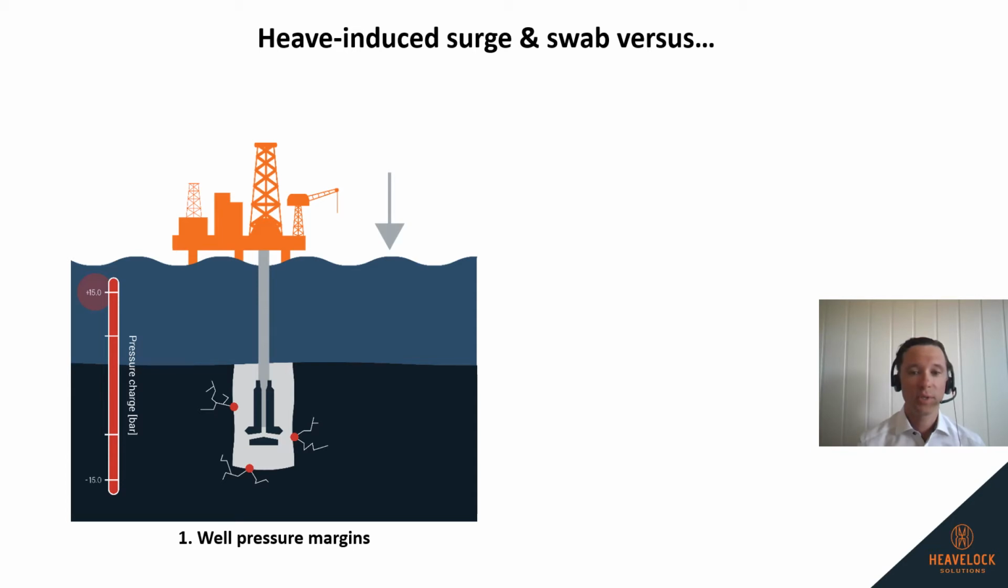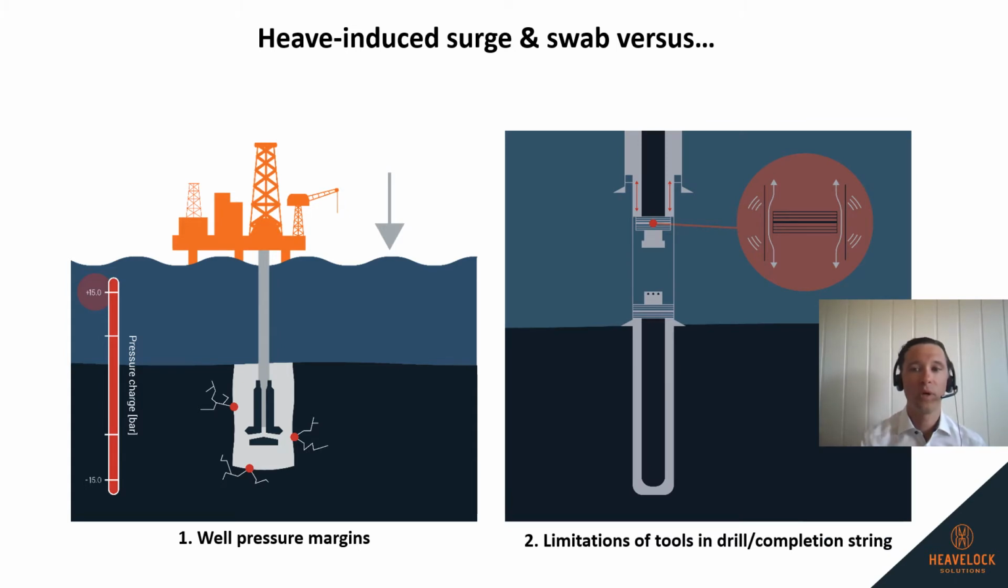But of course, sometimes there are some special situations. For example, when you are running an upper completion string and your reservoir is already isolated with a plug, the limitations for surge and swab will actually be the limits of tools in the drilling or completion string. So often tools such as packers have their limits. They're decided by the annulus flow past the packers. It can be liner hangers and so on.